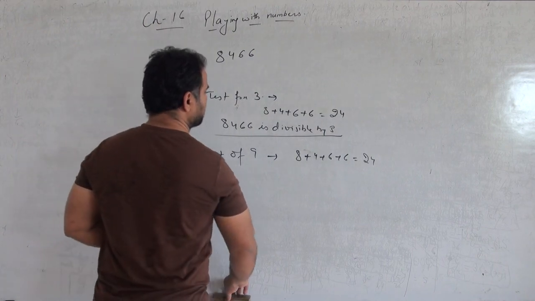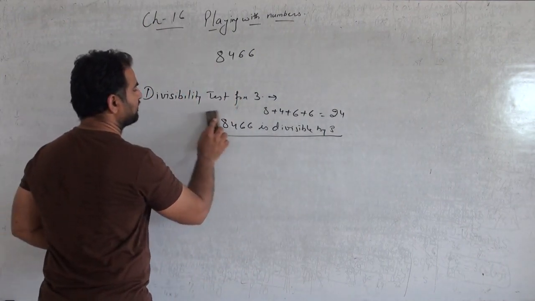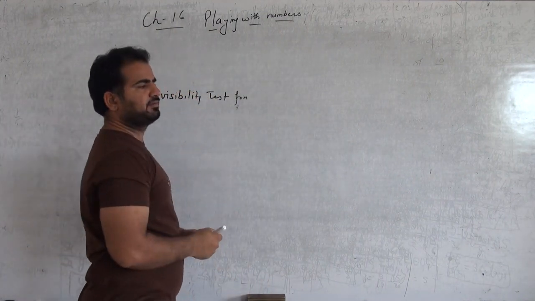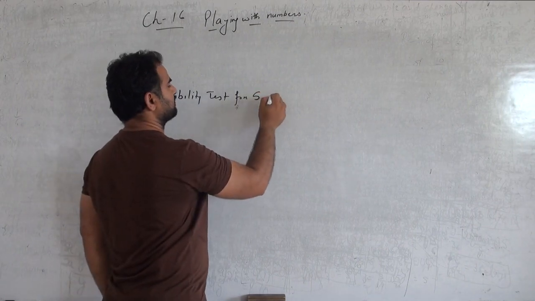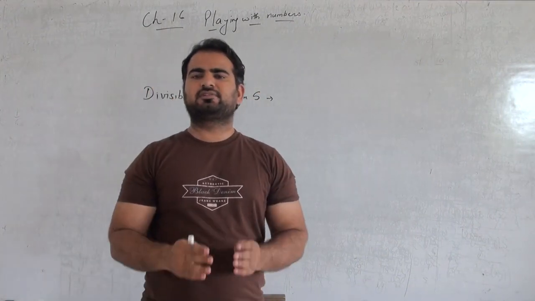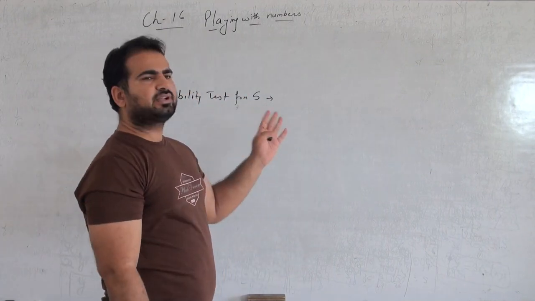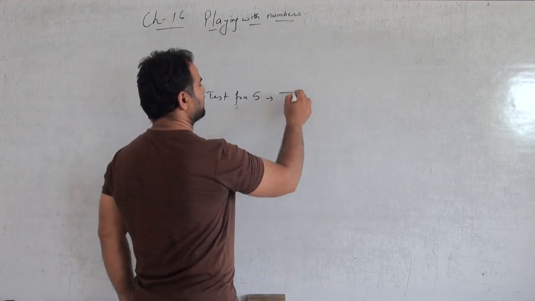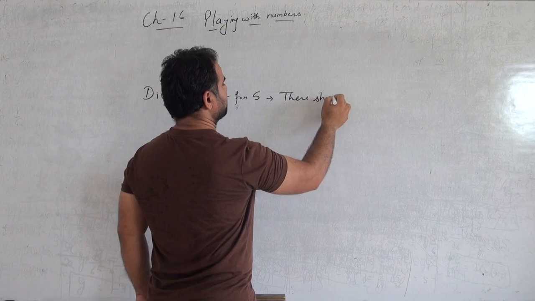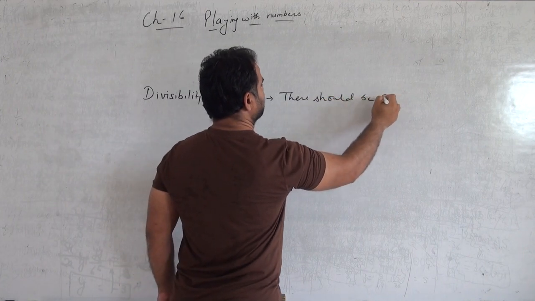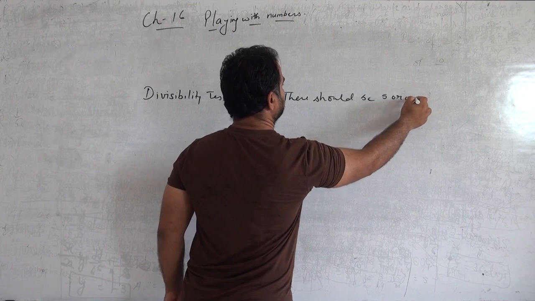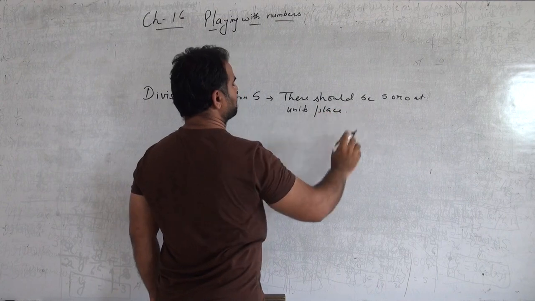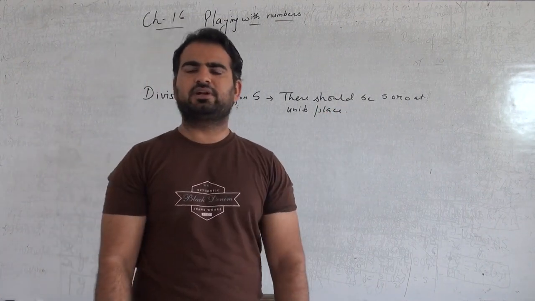Next, what is the divisibility test of 5? The divisibility test of 5 is that the number should end with, or on the units place there should be a 5 or 0. There should be 5 or 0 at the units place.